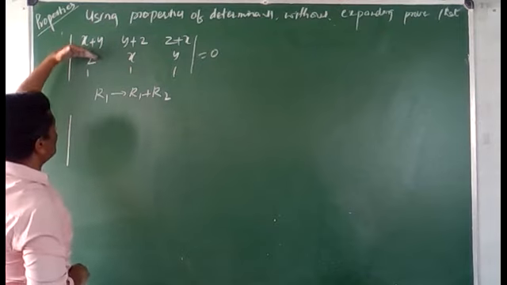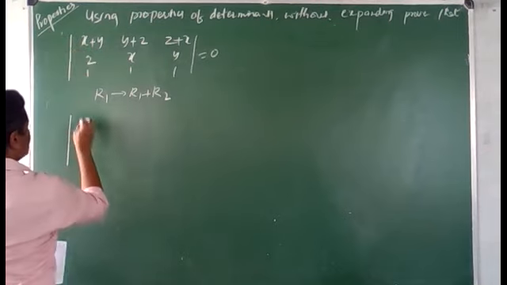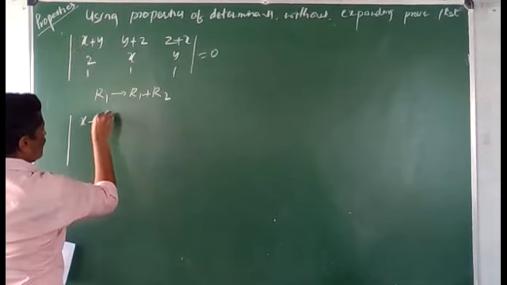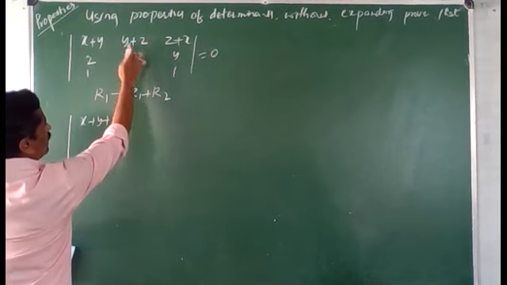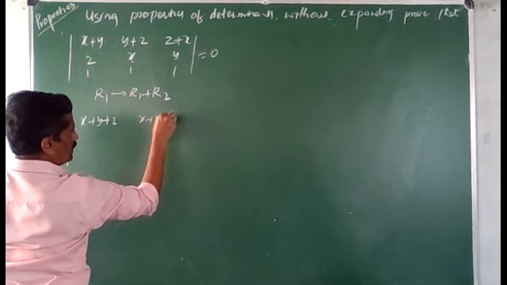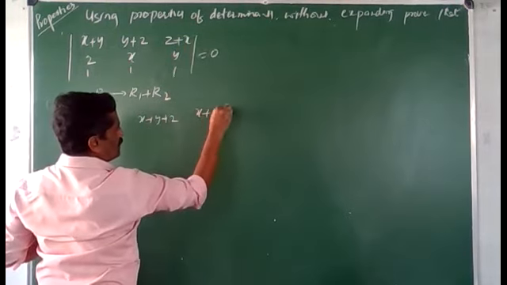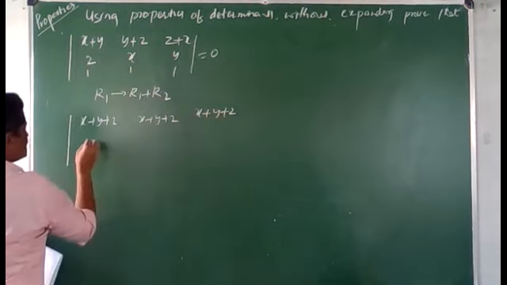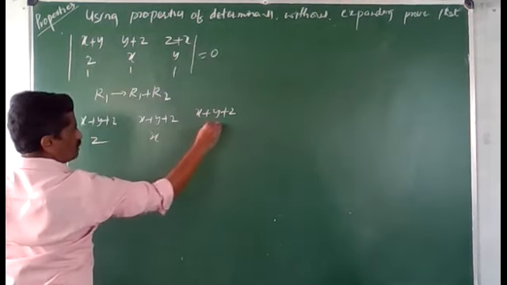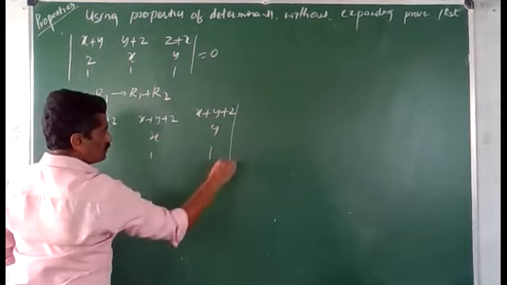Here, corresponding elements of row 1 are added to row 2. So that is x plus y plus z. Again here, y plus z plus x, that gives x plus y plus z. Again this plus this, that is x plus y plus z. Right, the third row has z, x, y. Again 1, 1, 1.